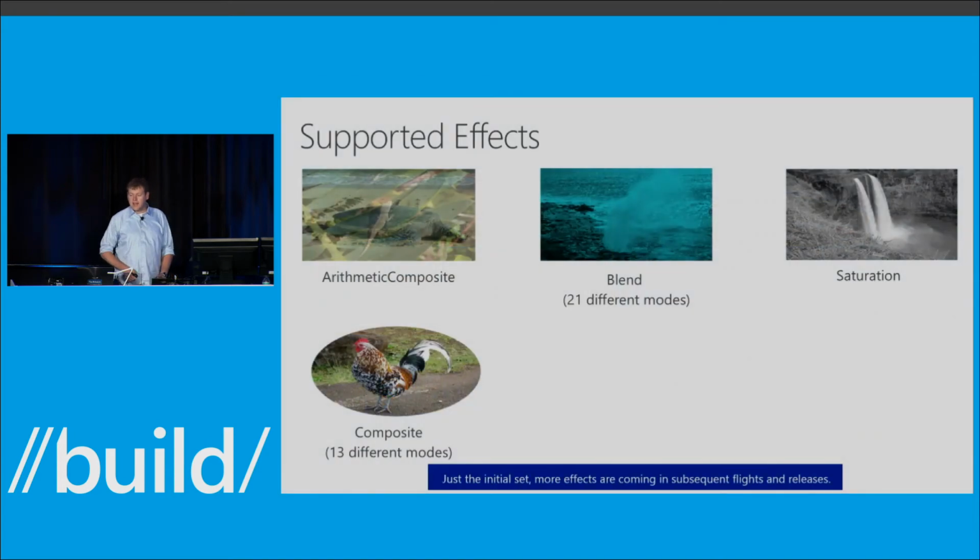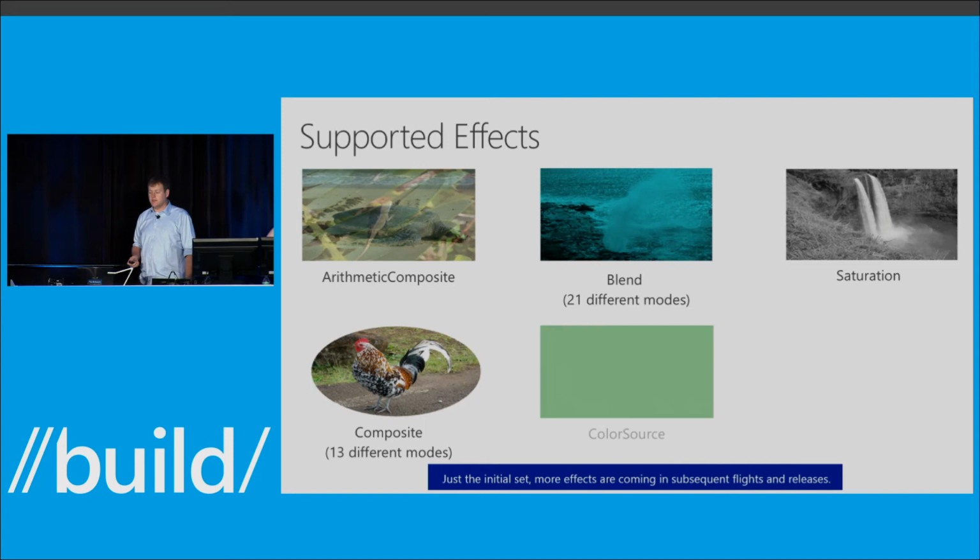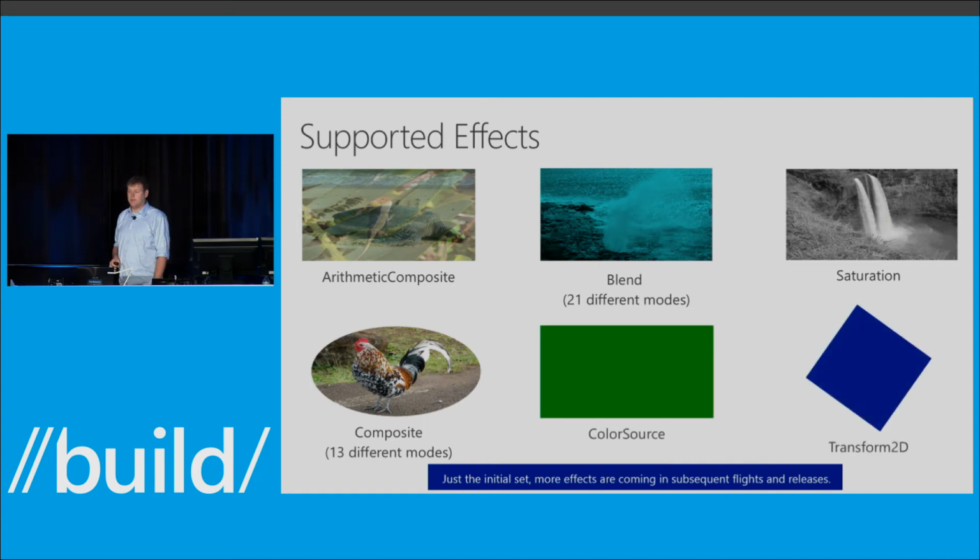Thanks, Jeff. So one of the things that Jeff hinted at was the fact that effects are actually effect graphs. And so there's actually 2 more types of effects that I didn't talk about earlier. The first one is color source, and the other one is transform 2D. Now, on their own, these effects are not that interesting. But when you start to be able to take the output of one effect and use it as the input to another, they become very useful tools.